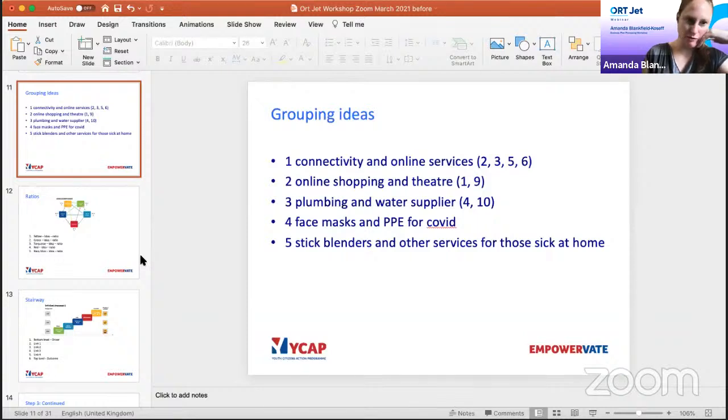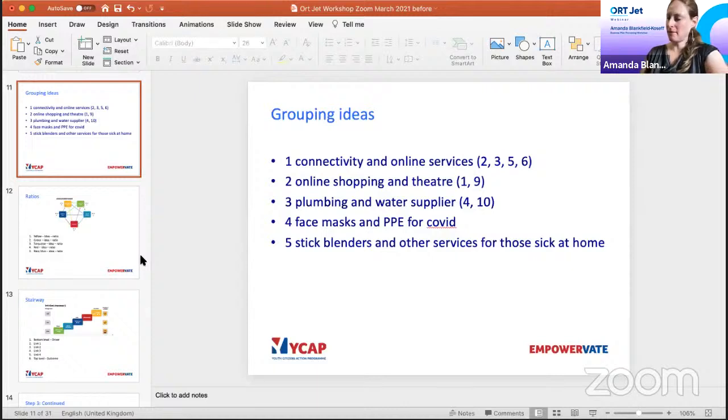There's a lot more 2s than 4s. So online shopping beat face masks. Then between online shopping and the stick blender, 2 or 5. Oh, online shopping is winning here. Online shopping beat the stick blenders. Okay. Then we're moving on to the plumbing.